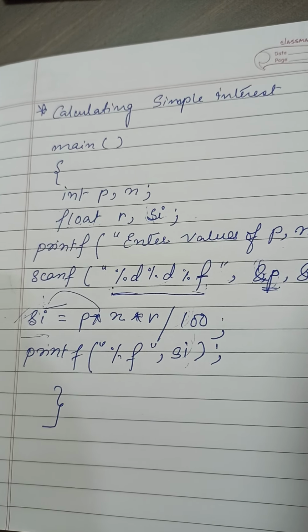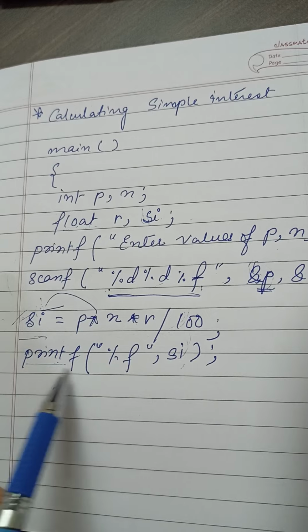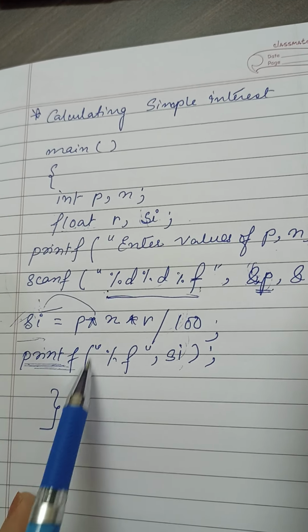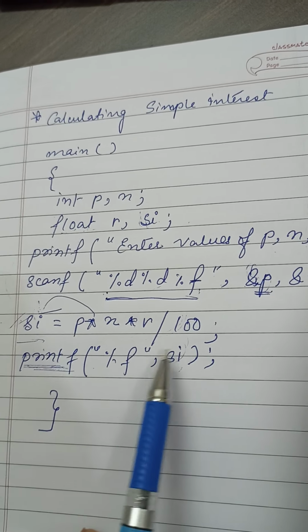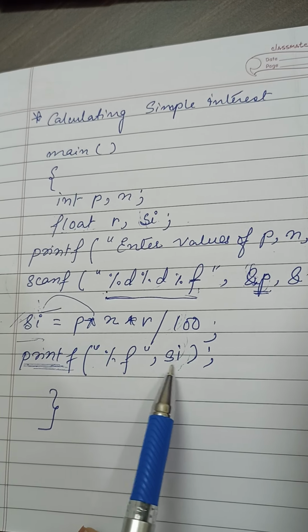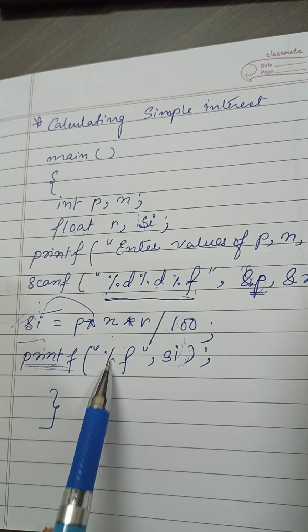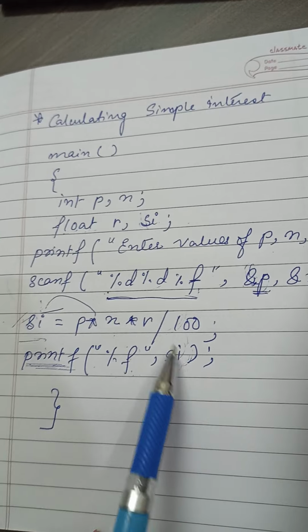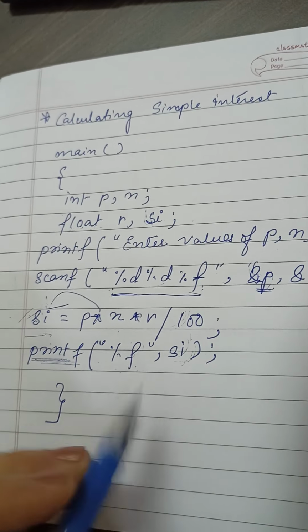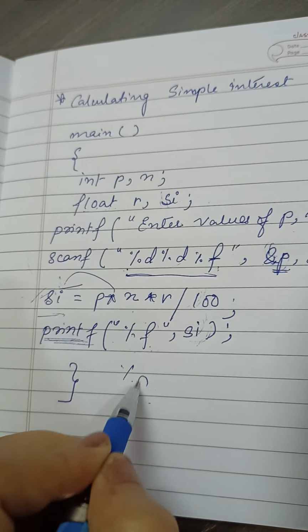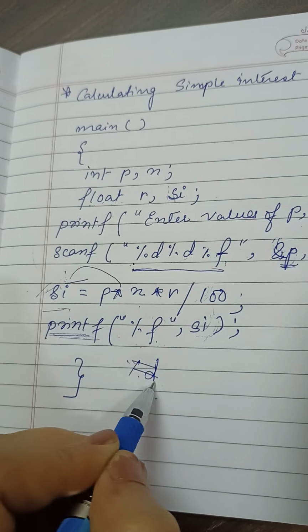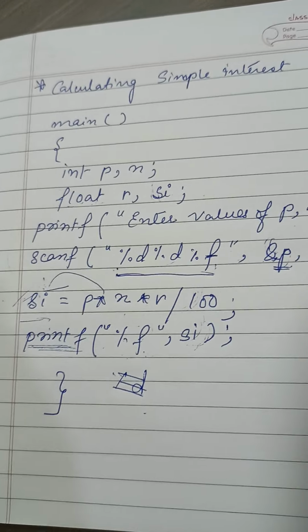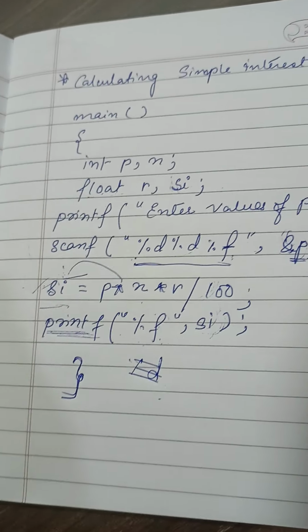For the result, you need to see the result on your screen, right? So you have to display it using the printf function. What will printf print? The value of si. The value of si is again float type, so we have to write %f. It is not integer. If it were an integer type variable, then we would have written %d. But since it will return a float type value, we have written %f. Then we will close the curly braces.